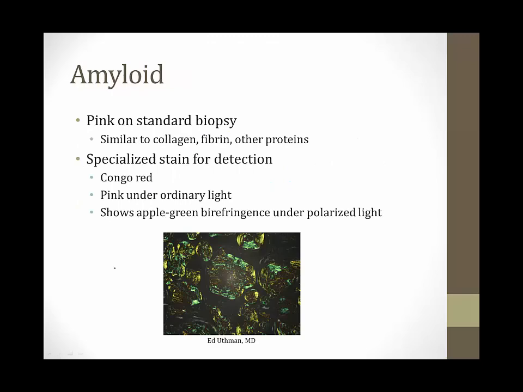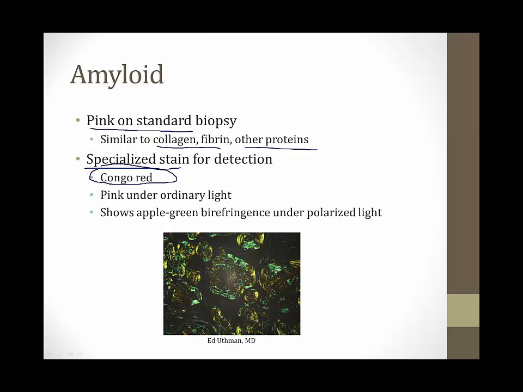So hopefully you're with me up to this point and you understand that amyloid is an extracellular collection of proteins that damages tissue, and there are lots of different proteins that can potentially accumulate and form amyloid. But no matter what protein forms amyloid, there are some common features to all amyloid collections in any disease that involves amyloid. The first common feature is that amyloid is pink on a standard biopsy with standard stains. It looks like many other proteins like collagen, fibrin, and other proteins. That means that in order to distinguish amyloid from these other proteins like collagen and fibrin, you have to use a specialized stain, and that specialized stain is called Congo red.